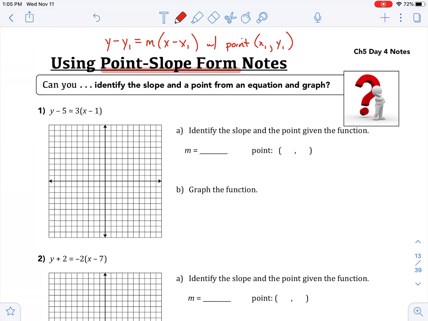Welcome. This is Chapter 5, Day number 4 notes. This is talking about using point slope form.